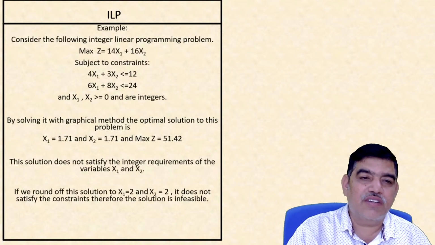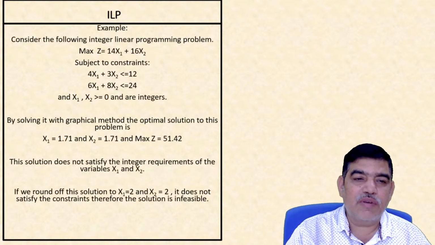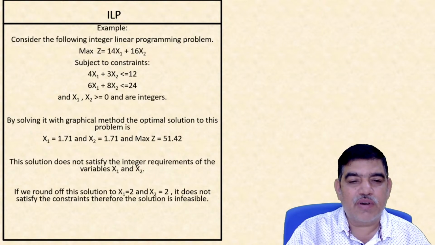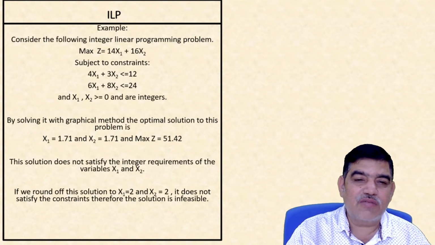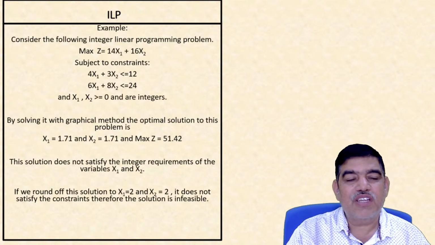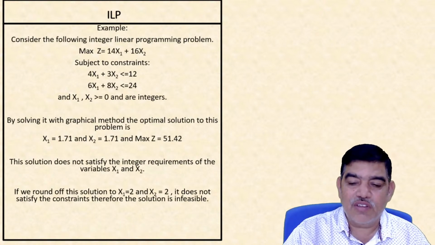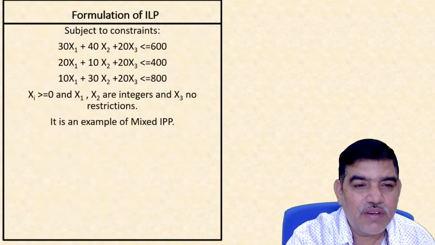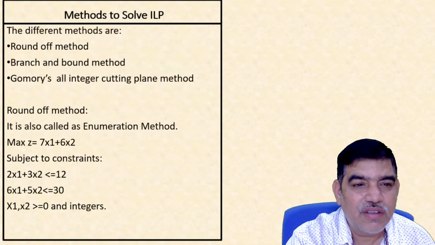in this integer linear programming problem, when we get the optimal solution, z becomes 51.42 at the point x1 equal to 1.71 and x2 equal to 1.71. Here, it does not satisfy the integer requirements. So if you round off, it does not satisfy the subject to constraint equations. So it is an infeasible solution. Round off method is possible, but for larger problems, it is not used.